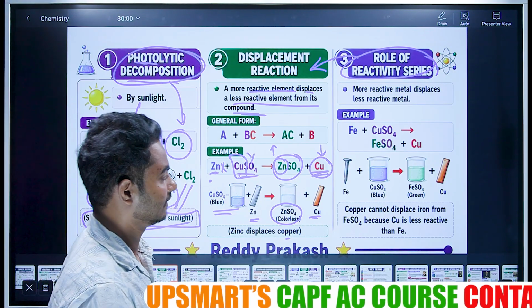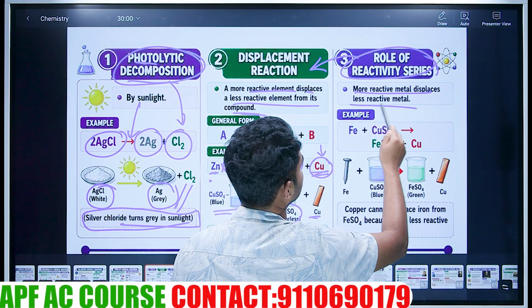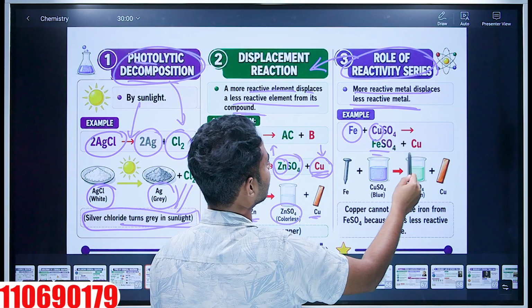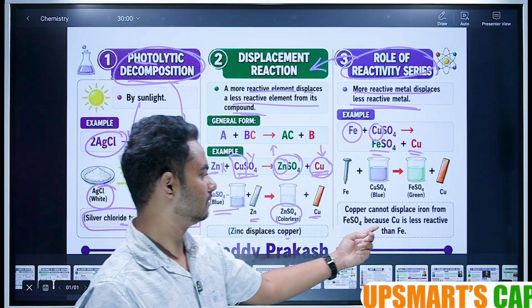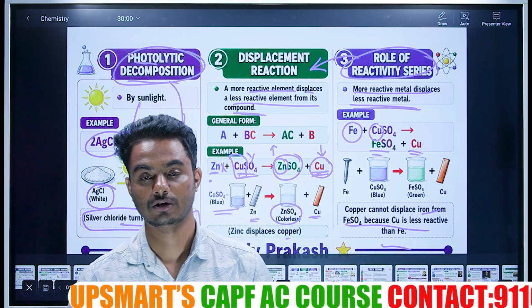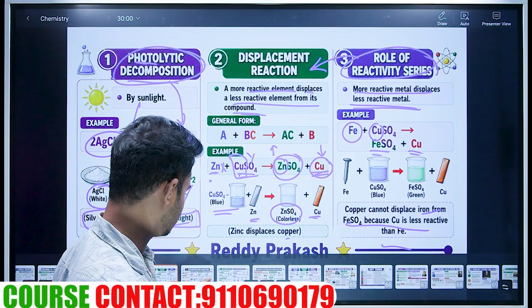What is the role of the reactivity series here? That means the more reactive metals displace the less reactive metals. Same like iron and copper. Iron will take the sulfate, leaving out the copper. Copper cannot displace iron from FeSO4 because copper is less reactive than iron. I made sure you are understanding, right?